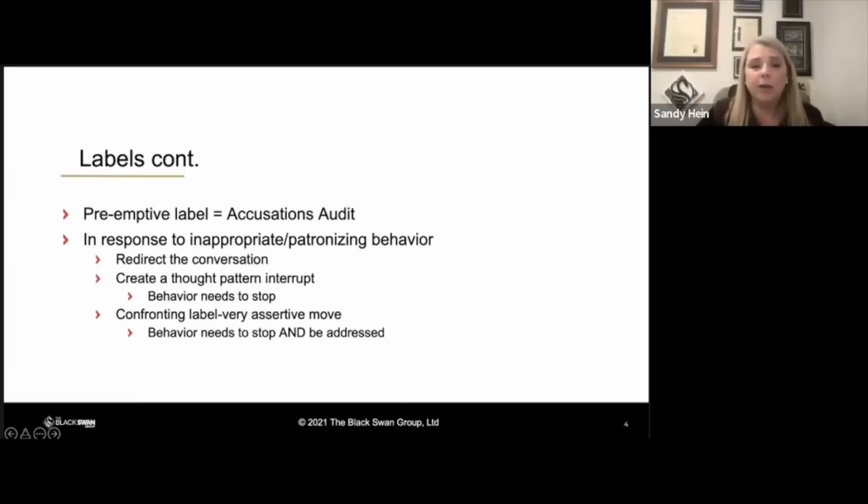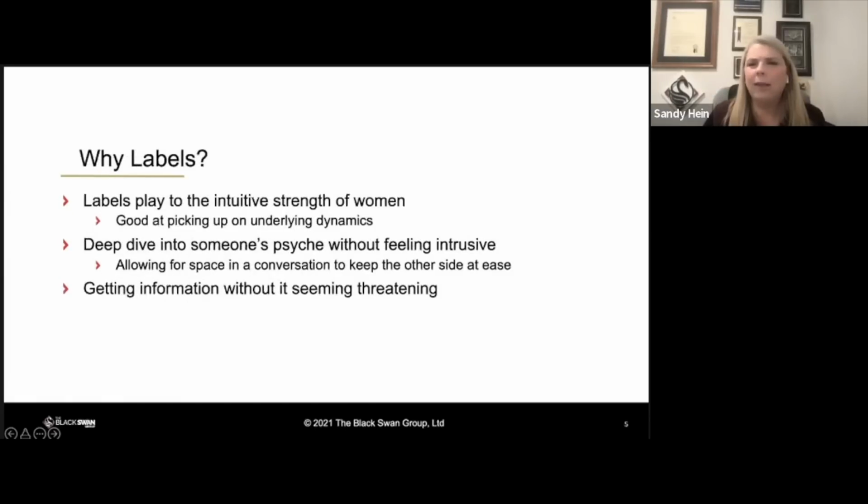So we have labels. We've talked about labels, how you use them, but why? Okay, why labels? Why are they one of the fabulous 5 for us? They play to our intuitive strength. Women are really good at picking up on the underlying dynamics of a conversation. You're much better at discerning the why behind.